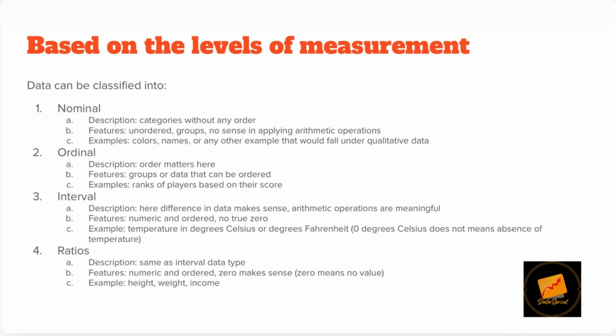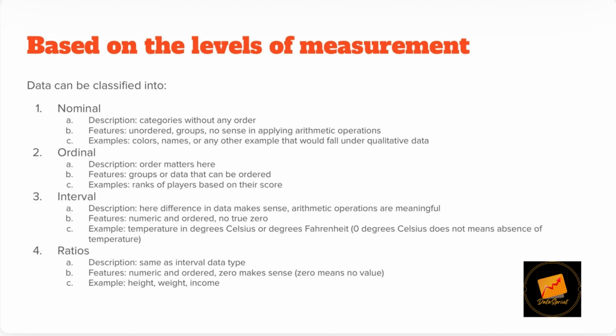Now let's understand data based on levels of measurement. Here we have four categories: nominal, ordinal, interval, and ratios. Nominal data is categorical data without any order. Hence, applying any arithmetic operations doesn't make any sense. Examples are colors or names. Ordinal data is ordered data, for example, ranks of players based on their scores.